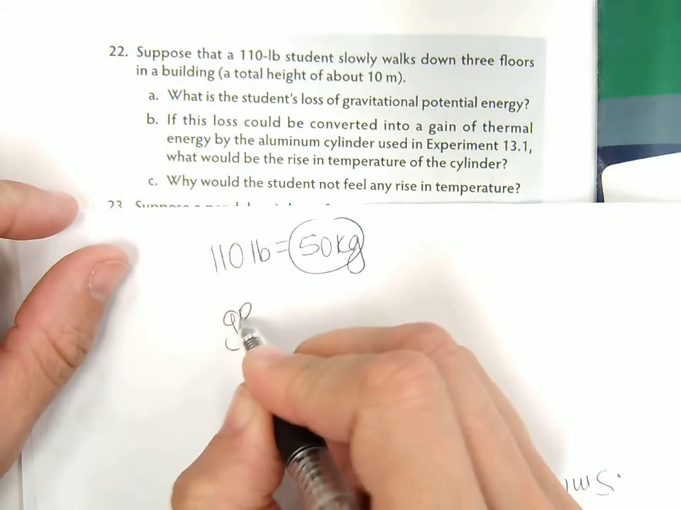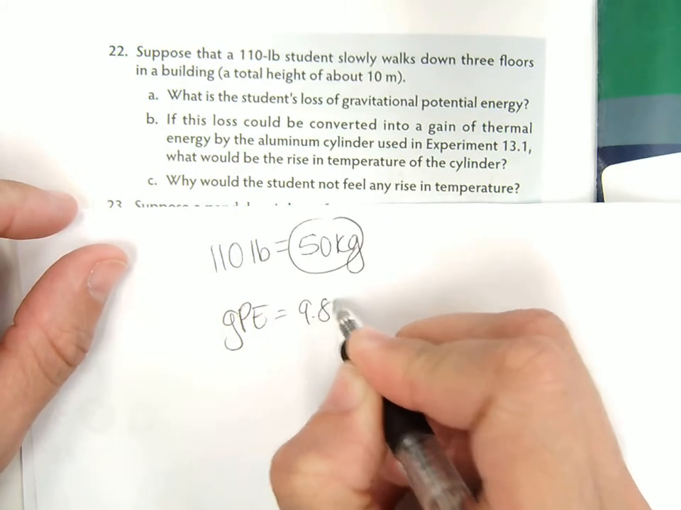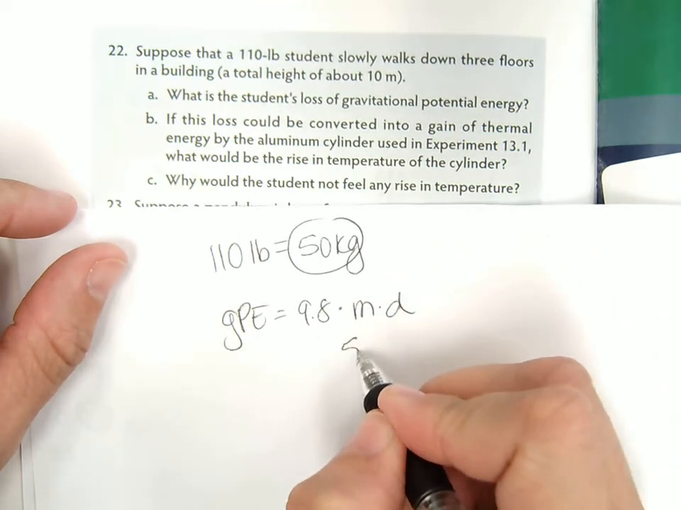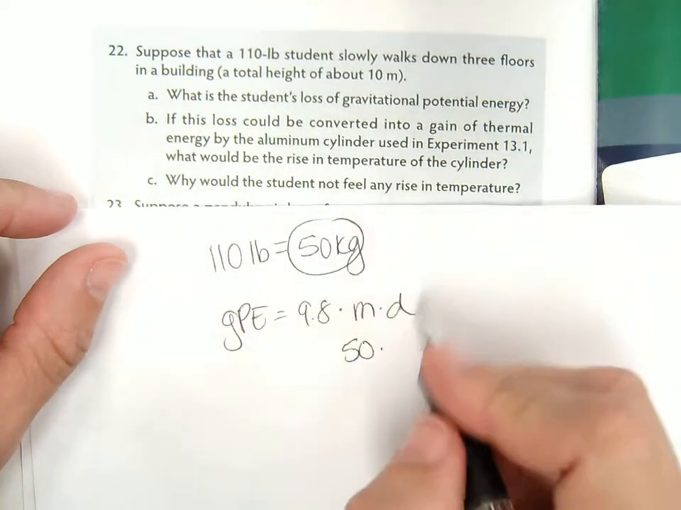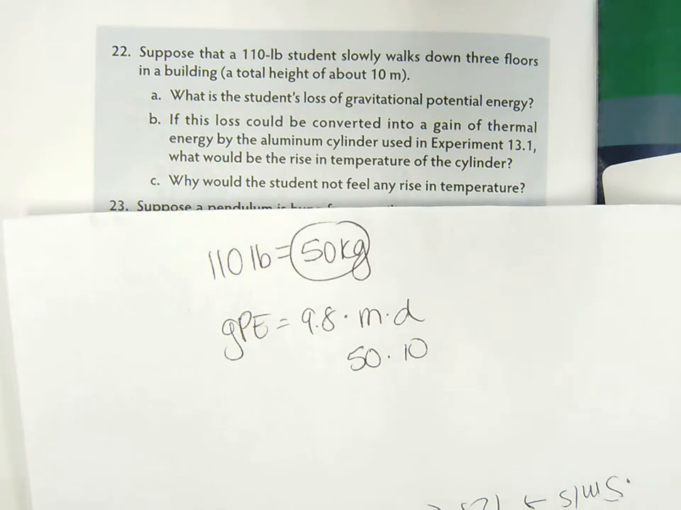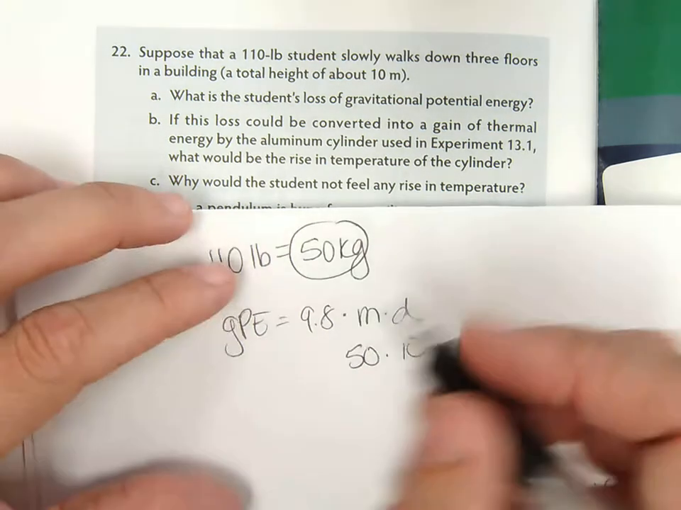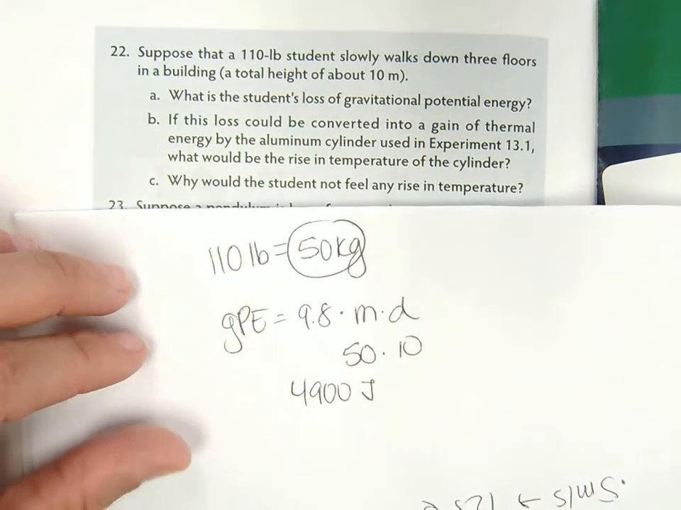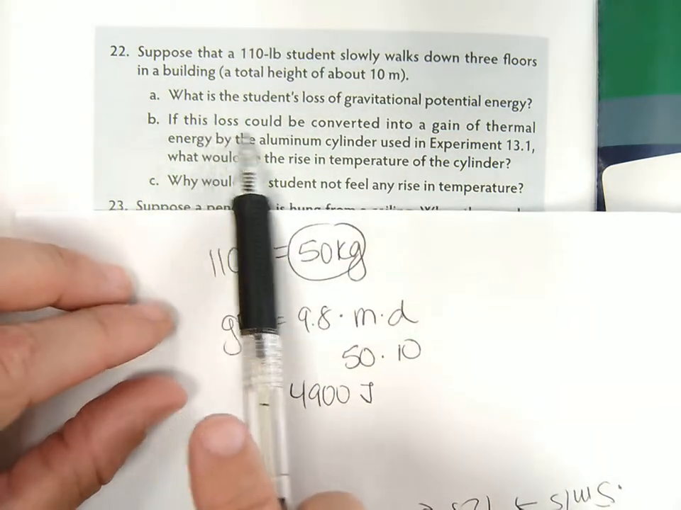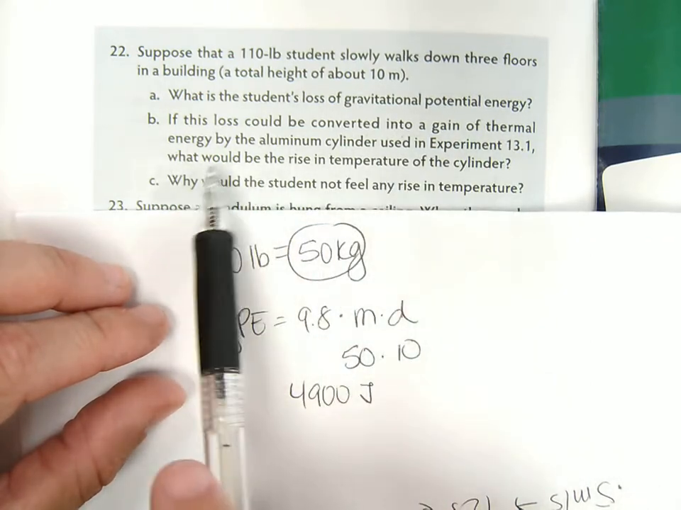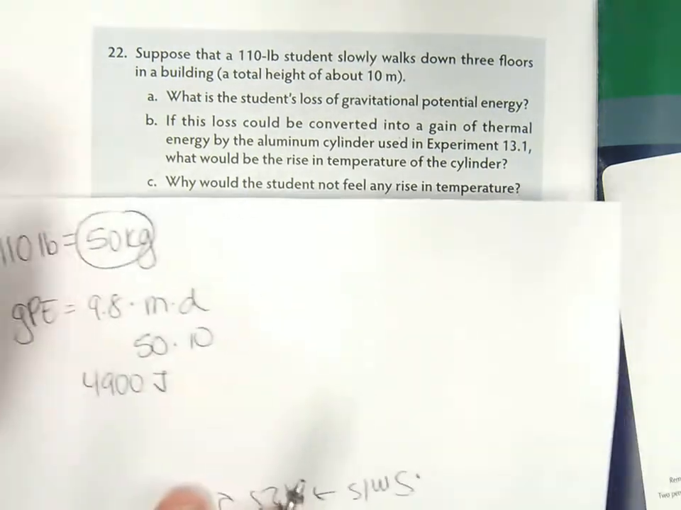Lost gravitational potential energy. So GPE is 9.8 times mass times distance. We plug in 50, and the distance is 10 meters. So 9.8 times 50 times 10 is 4,900 joules of gravitational potential energy. If this loss could be converted into a gain of thermal energy by the aluminum cylinder, what would be the rise in temperature?